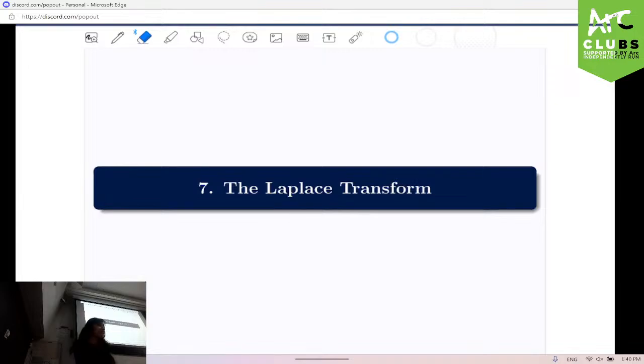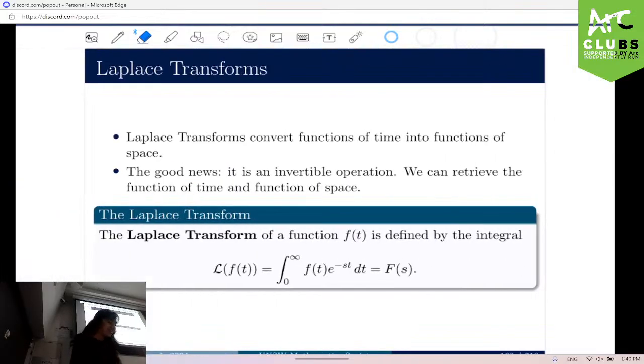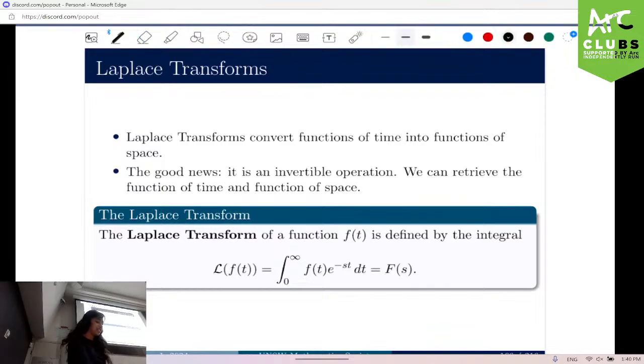Hey guys, today we will be talking about Laplace transformation. I hope you are excited because I am. This is definitely my favorite topic in the course. So, let's start with a brief introduction.